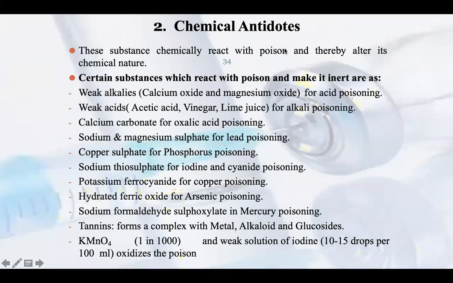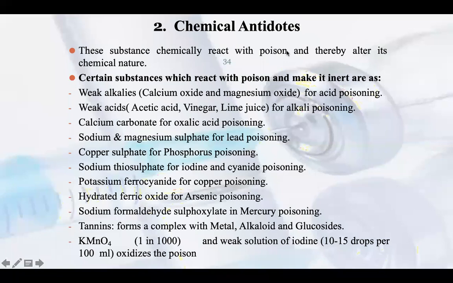Now chemical antidotes. These substances chemically react with poison and thereby alter its chemical nature. Certain substances which react with poison and make it inert are, first, weak alkalis. There can be calcium oxide and magnesium oxide for acid poisoning. Weak acids, acetic acid, vinegar, lime juice for alkali poisoning. Calcium carbonate for oxalic acid poisoning.